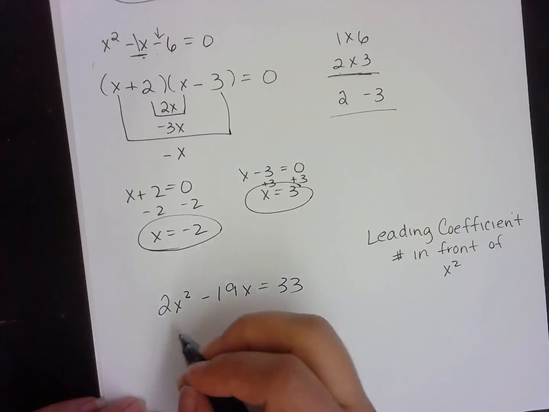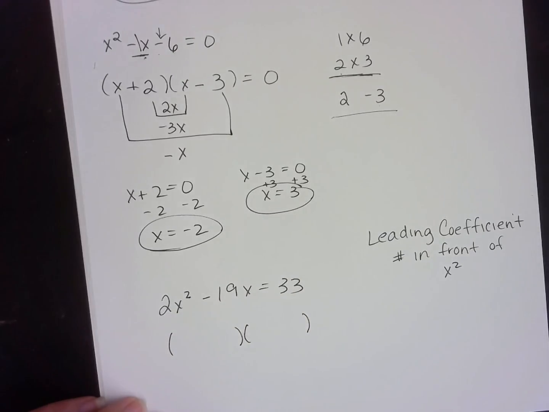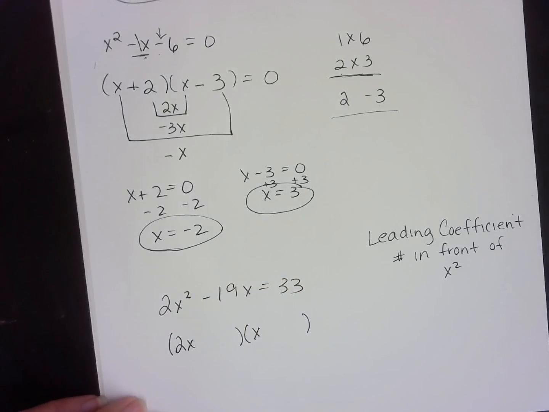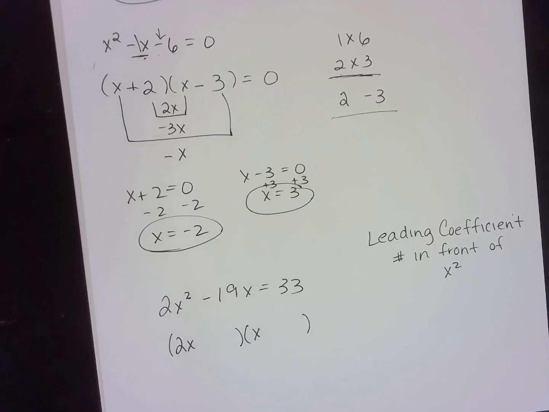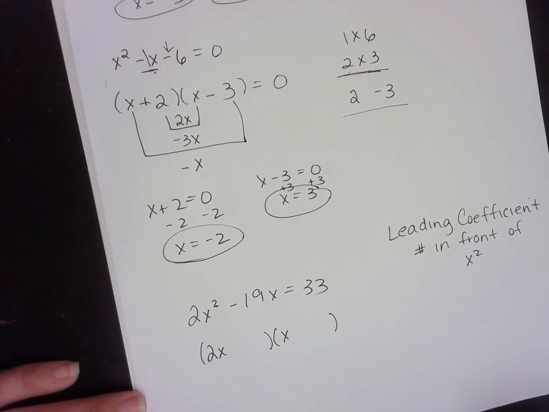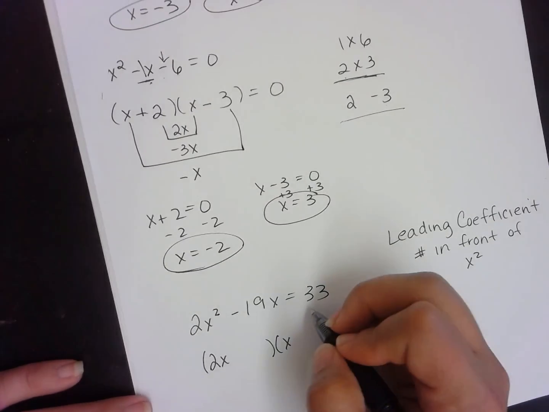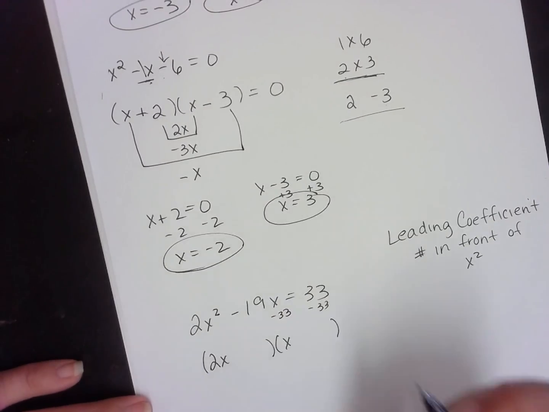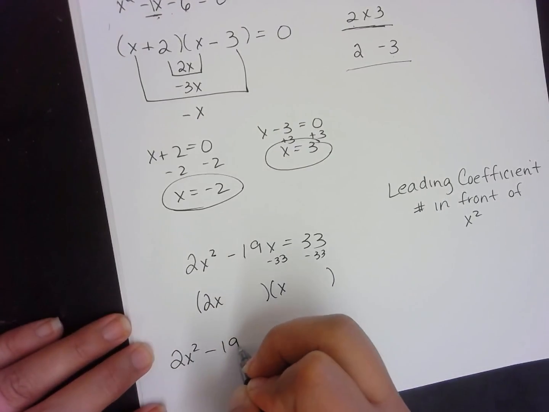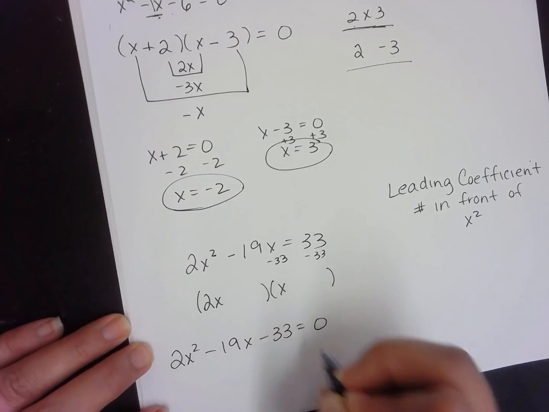So that means when I go to make these parentheses, I'm not just going to have x and x. In fact, the only way that I can make 2x squared is to have 2x here and x here, right? Because 2 is a prime number, so the only way that I can make it is 2 times 1. So there's no ambiguity there. It has to be 2x and x. Now the other problem that I didn't address is that the 33 is not on the same side of the equation as the 2x squared. So I'm going to subtract 33 from both sides, which I'm going to write underneath here. It's not the most organized, but I have 2x squared minus 19x minus 33 is equal to 0.